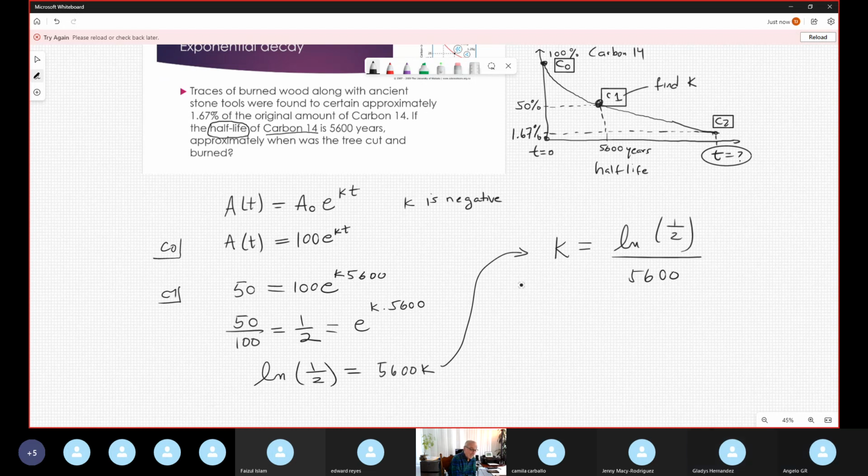Yes. But I realize that this K is negative, because the logarithm of a number less than 1, because it's 1/2, is negative. So if you put it in a calculator, I guarantee 100%, logarithm of 1/2 divided by 5,600 is negative something. And that means it's decay, decreasing. Okay, one possibility, I repeat again, guys.